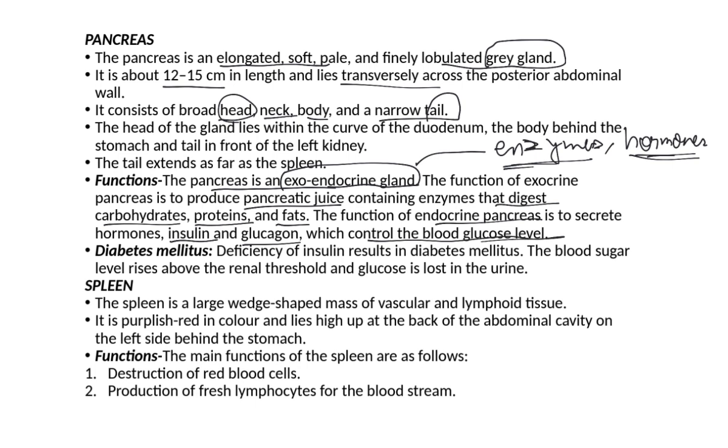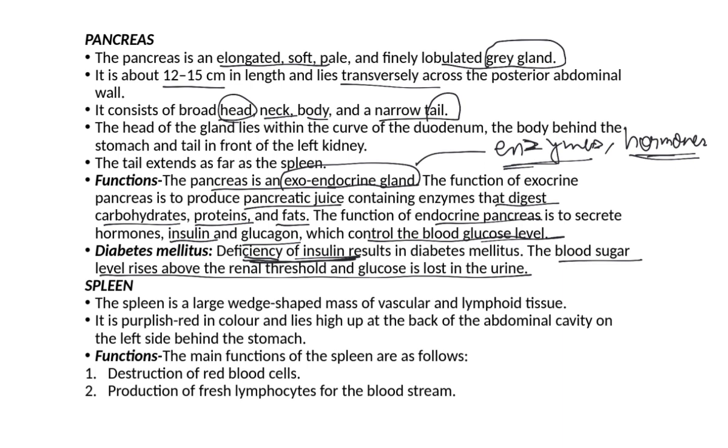A clinical condition related to pancreas, which is very common, some member of your family might have this, that is diabetes mellitus. It is the result of deficiency of insulin, resulting in diabetes mellitus. Blood sugar level rises above the renal threshold and glucose is lost in the urine.